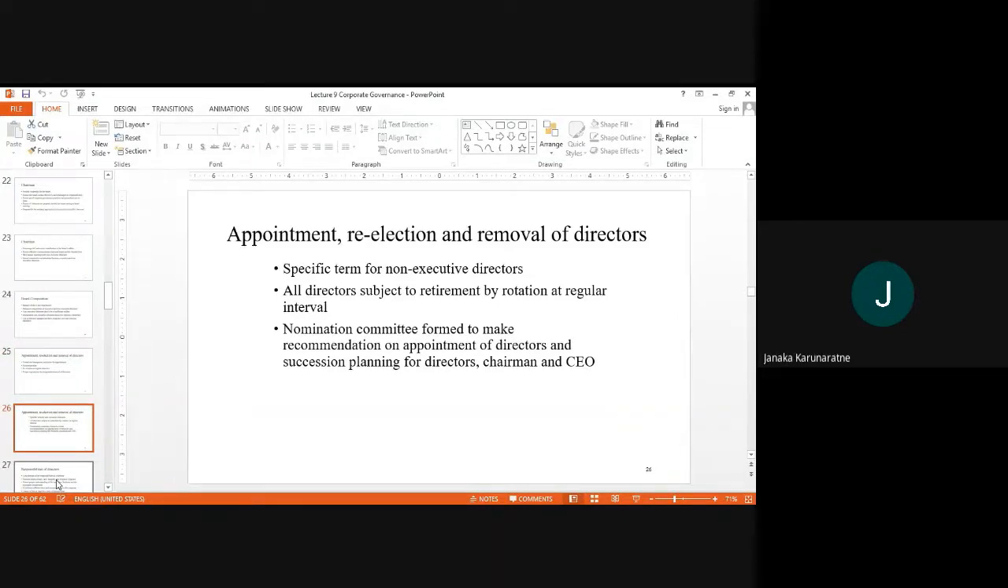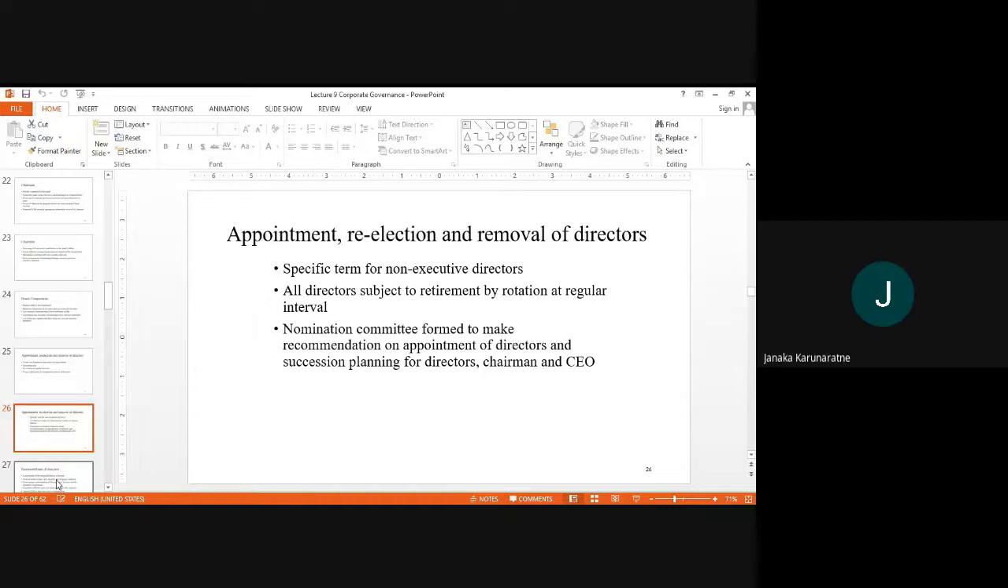Again, a specific term for non-executive directors. As you know, executive directors are part of the management, who are subject to the terms and conditions of the appointment letter, subject to certain regulatory requirements. But for other non-executive directors, clearly defined terms so that they are subject to rotations. All directors subject to retirement by rotation at regular intervals. Okay, because whenever directors reach a particular age or beyond a particular period of service, they should be subject to retirement by rotation at regular intervals. But with respect to the banks and finance companies and so on, there are defined regulations, directions with respect to the age limits and the service periods.